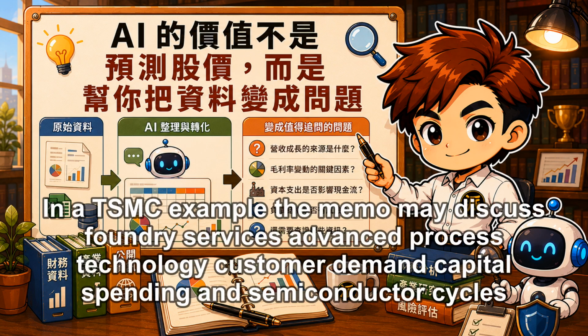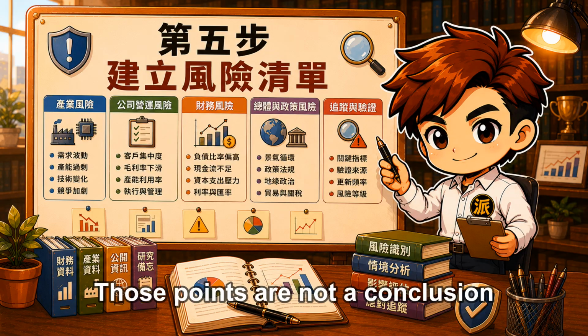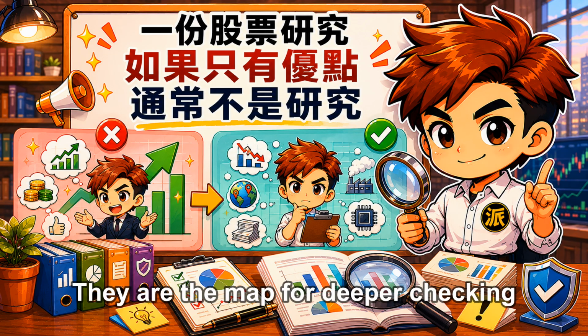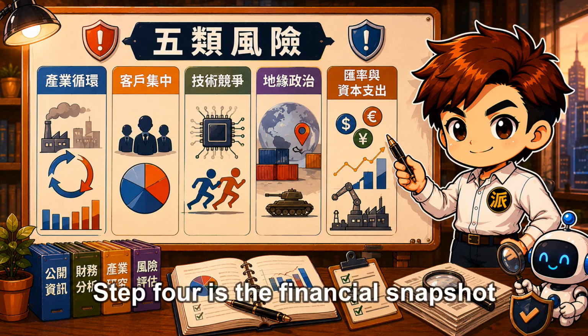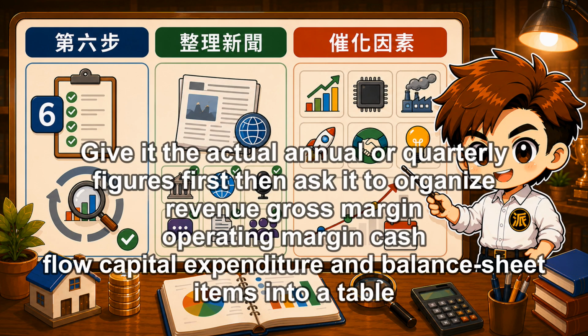Step 3 is the business overview. Ask AI to answer 3 questions: what does the company sell, why do customers need it, and which industries drive demand? In a TSMC example, the memo may discuss foundry services, advanced process technology, customer demand, capital spending, and semiconductor cycles. Those points are not a conclusion. They are the map for deeper checking.